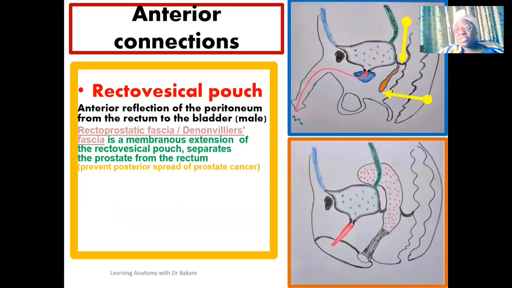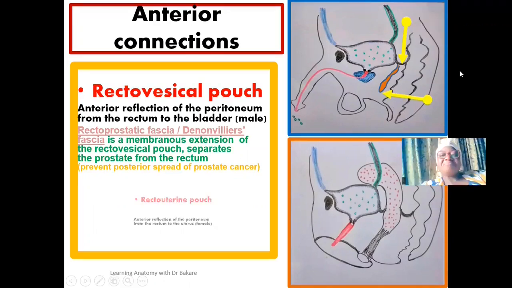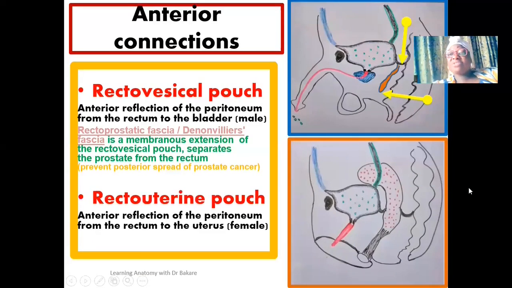Now going to the structure that is connected anteriorly to the rectum in the female. So for the female, we have the rectouterine pouch. The rectouterine pouch, all we still need to do is to break the name down, rectouterine. So it means the pouch that is created between the rectum posteriorly and also the uterus anteriorly. So this is the rectouterine pouch.